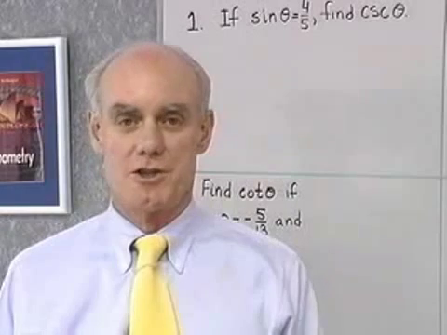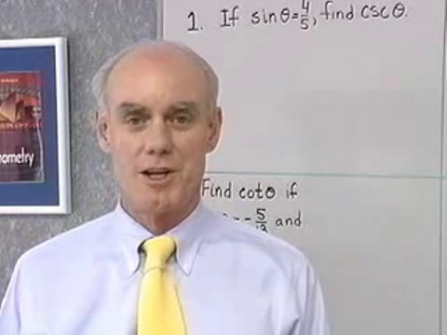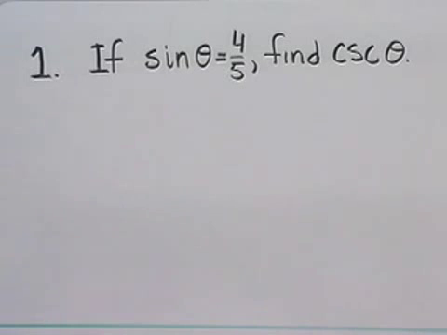What we want to do next is look at some of the ways that we can use our ratio identities, reciprocal identities, and Pythagorean identities. Here's our first problem. If sine theta is 4/5, find cosecant theta.